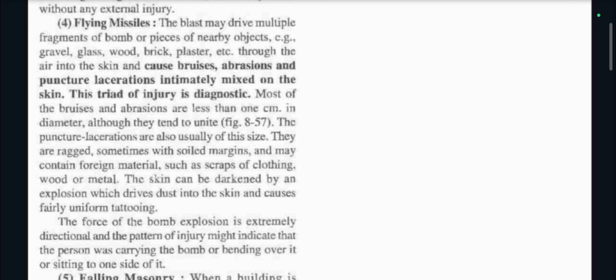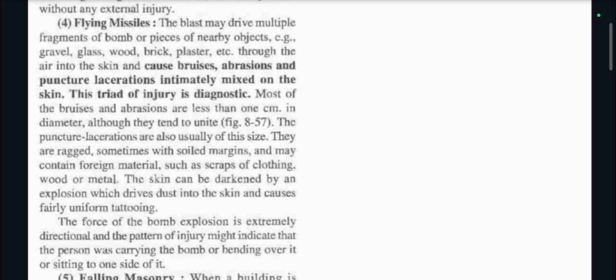See, everything means your gravel, glass, wood, brick, plaster, everything is going to fly because of the immense pressure of the bomb. So what will happen? Those things are also going to cause harm to the victim, or say injury to the victim. Now, what are the injuries? Bruises, abrasions, puncture lacerations, and a mixture of these injuries. So this triad of injury is diagnostic.